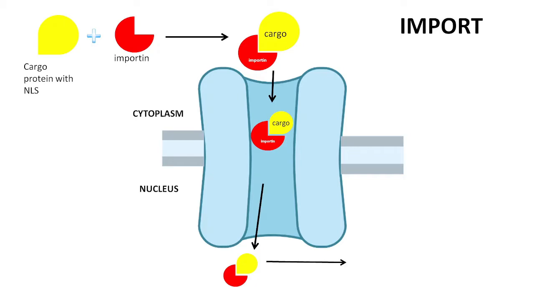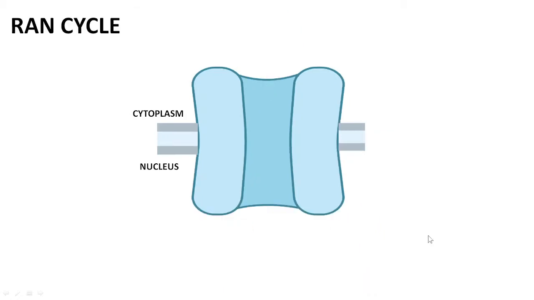Inside the nucleus there is a RAN GTP. When it binds to the importin, it allows the dissociation of the cargo protein. So the cargo protein gets released inside the nucleus. Now what will happen to the importin which is bound to RAN GTP? There is a phenomenon called RAN cycle.